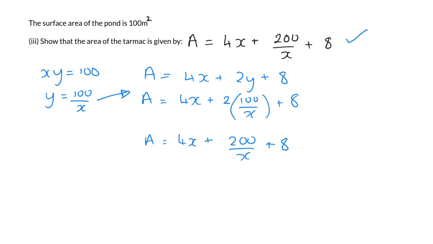Now, quite often in an exam, you're given the formula to prove. If you're messing around and you've done something silly and you can't prove it, don't worry, you can still use that formula in the next part of the question. Try and obviously get to show it, but if you can't, don't worry and move on.